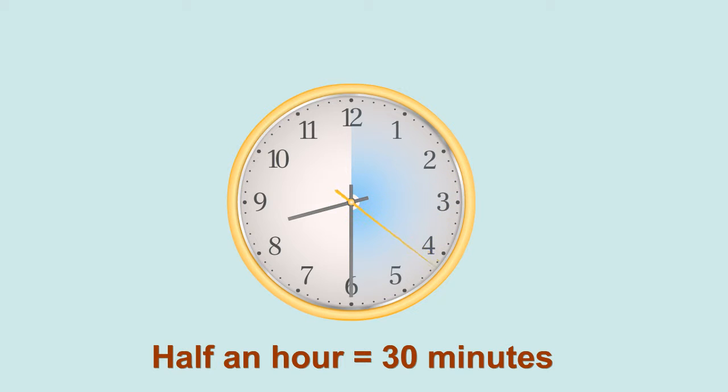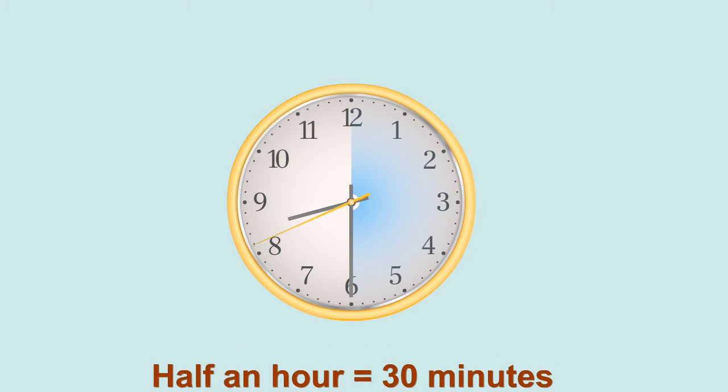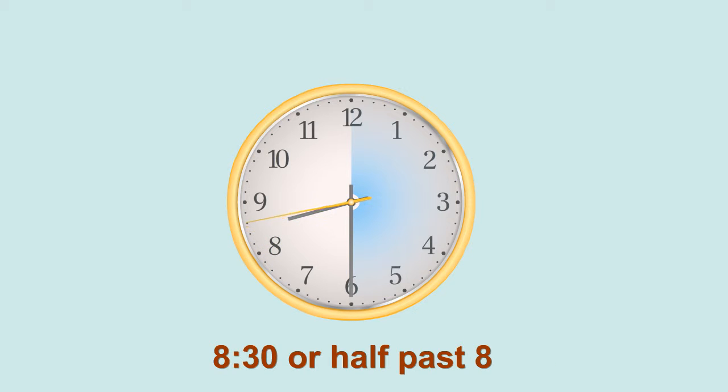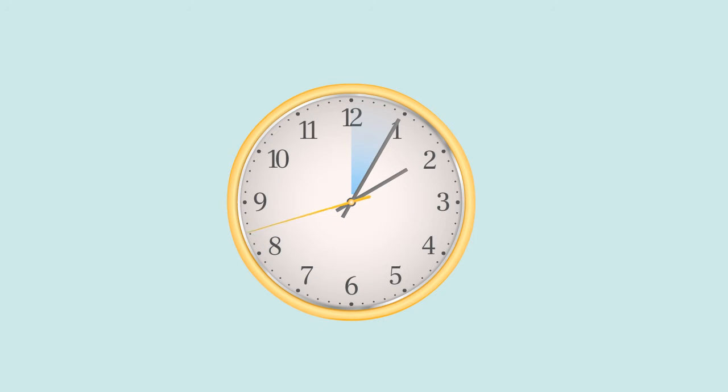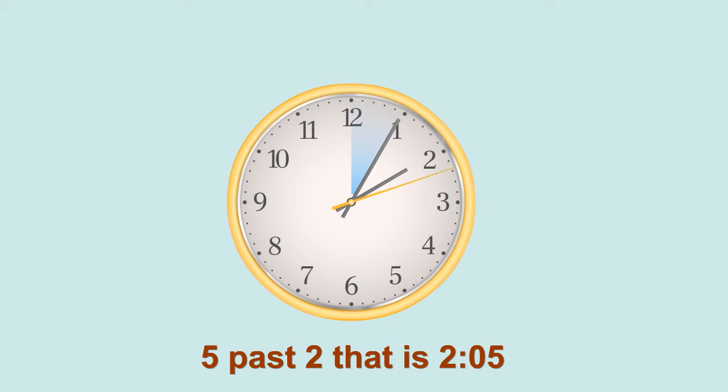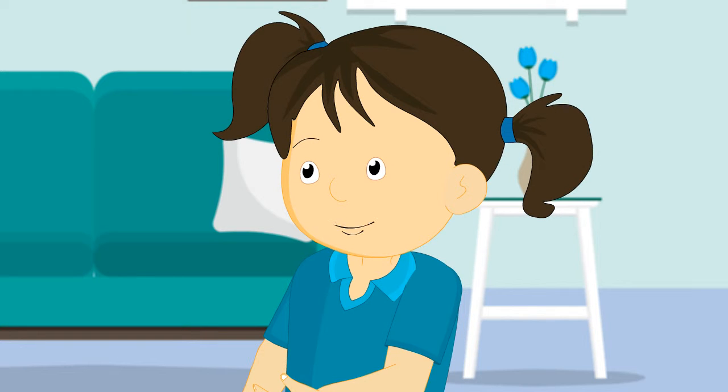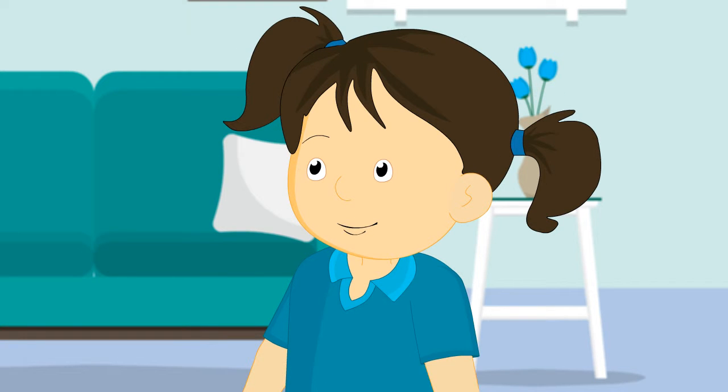Look at the clock on the right. The hour hand is beyond 8 and the minute hand is at 6. So the time is 8:30 or half past 8. When the minute hand moves from one number to another number, it is 5 minutes. As you can see here, the time is 5 past 2. That is 2:05. Okay, sister, I get this.